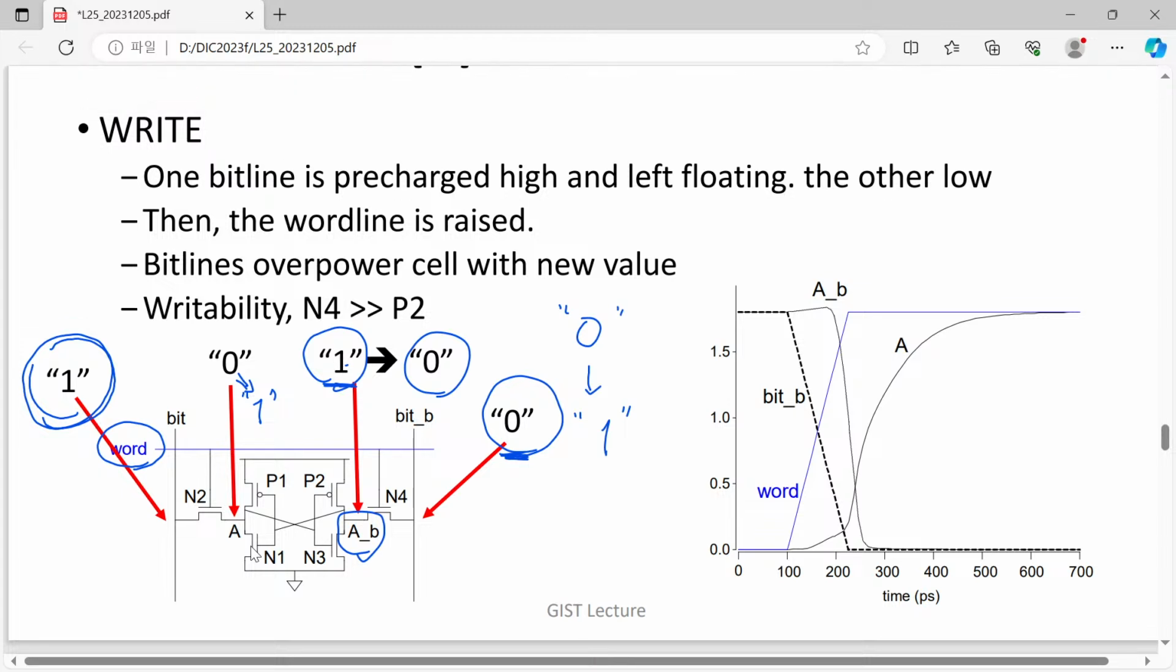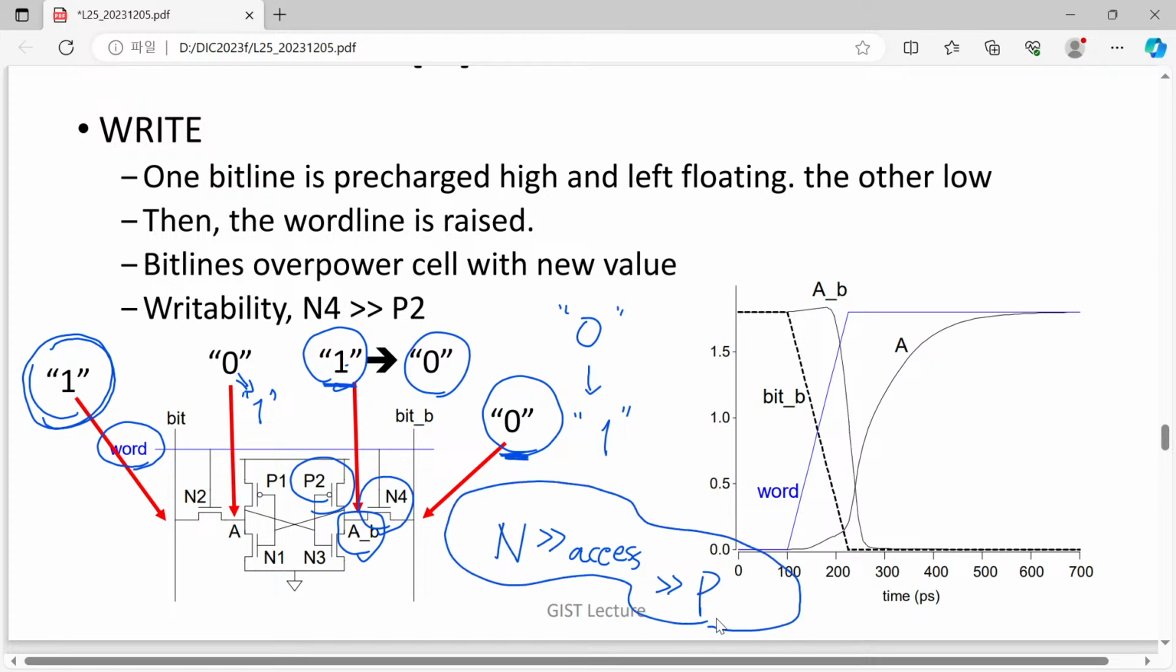In this case, writability states that our access transistor should be stronger than our PMOSFET. So now you understand, in order to satisfy both read stability and writability, our NMOS should be the strongest, and also our access transistor should be stronger than our PMOSFET. That is the expected relative strength of these three transistors.